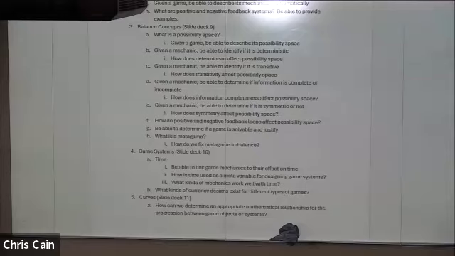Roll a die, move that many spaces. All right. Is it deterministic? No. Because you can never know what's going to happen on the die, so you can never plan for that. You can only plan for the odds. All right, so it's not deterministic.